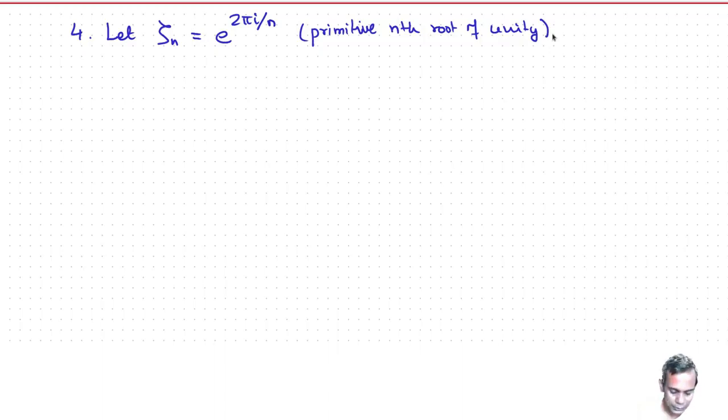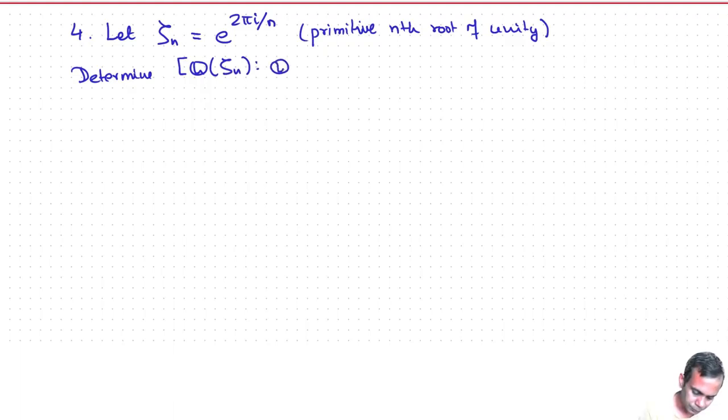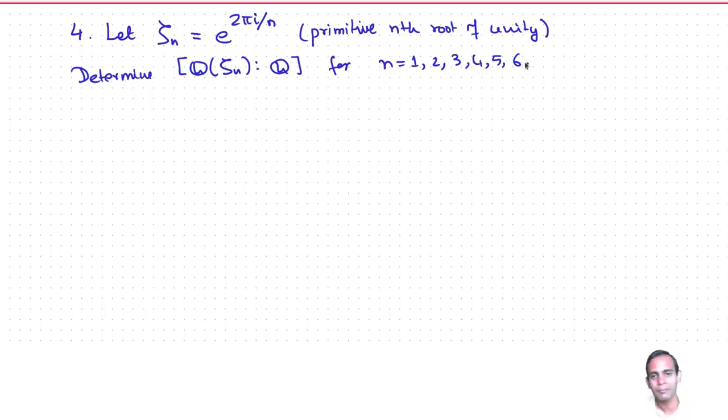All the numbers which, if you raise to the power n, you get 1. And a very interesting problem is to determine the degree of Q zeta n over Q. So this is known for all n, but today we'll just do n equals 1, 2, 3, 4, 5, 6. So we'll try these. We may not succeed in solving all of them with what we know right now, but let's give it a shot.